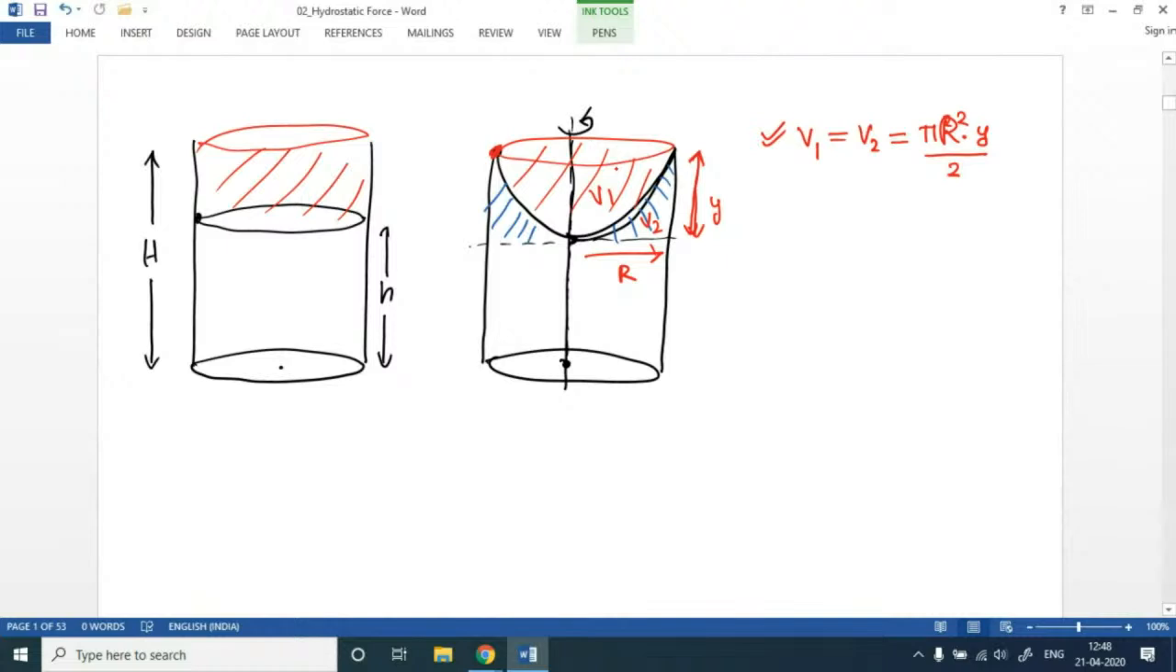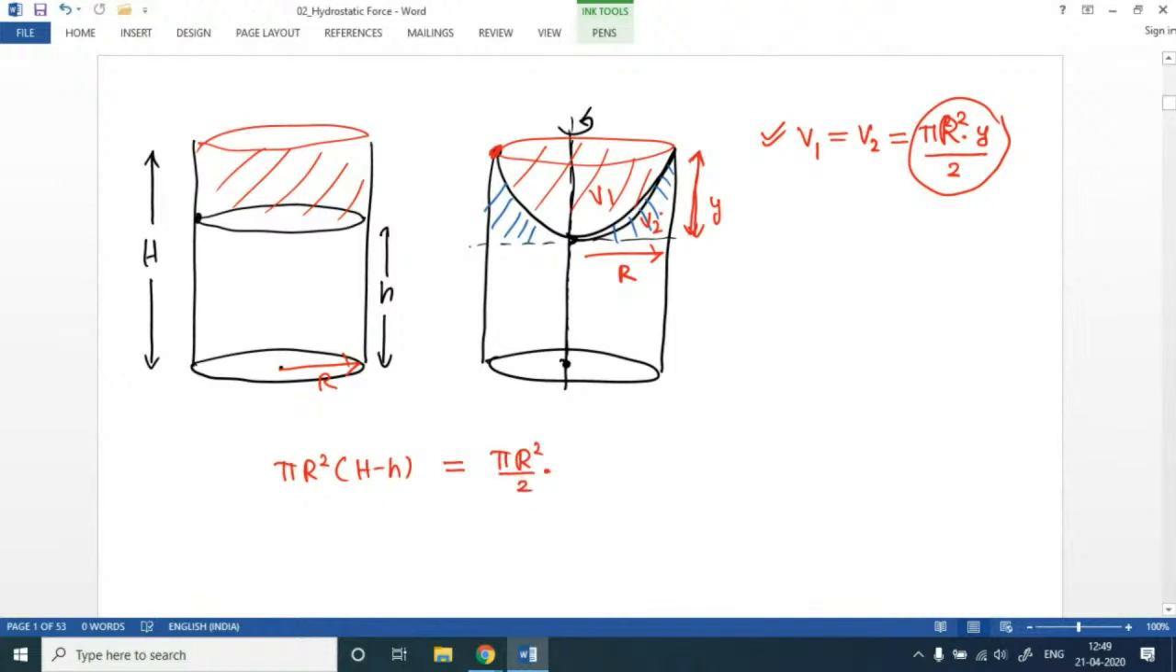So that is how by equating we can find out the result. So let's equate. If r is the radius, how much is the empty volume over here? That is simply going to be pi r square into capital H minus H. That is the empty volume in this case, and that will be equal to the empty volume in this case, which would be half of this quantity over here. So that is going to be pi r square by 2 into y.